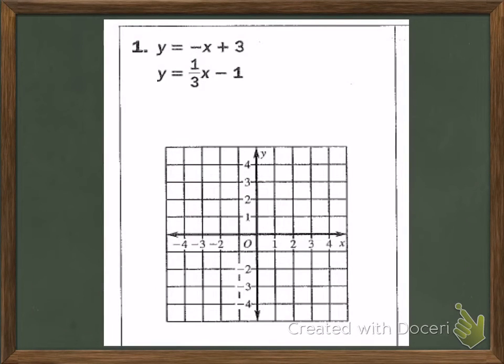Let's review with the checkpoint. We want to solve by graphing. First, we graph one of the equations. Y equals negative x plus 3 has a y-intercept at 3 and a slope of negative 1, down 1 over 1. Then we graph the second equation. That equation has a y-intercept of negative 1 and a slope of 1/3, which tells you to go up 1 over 3.